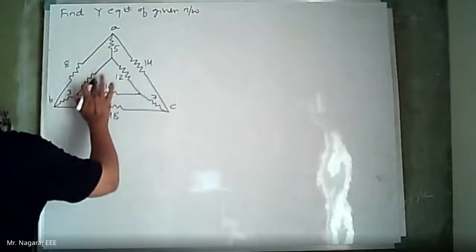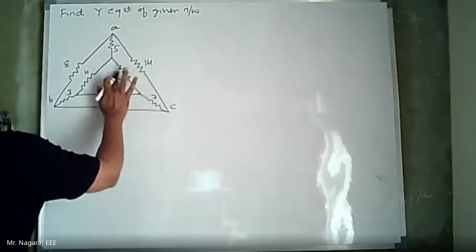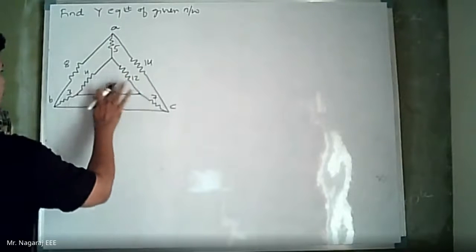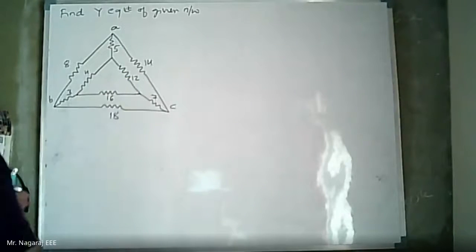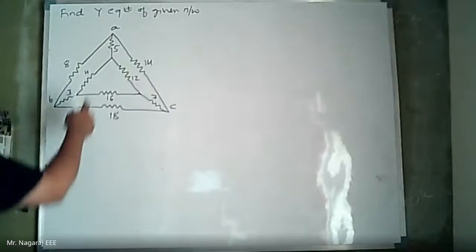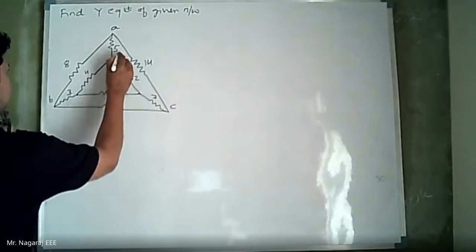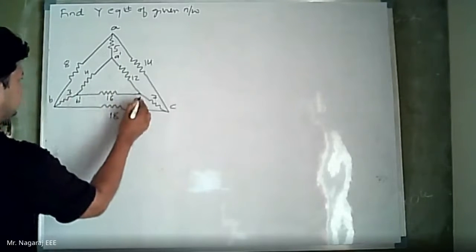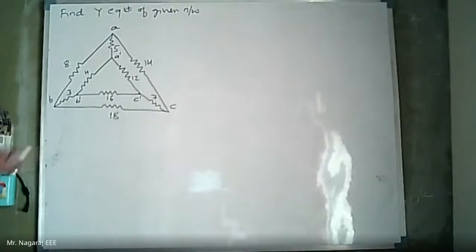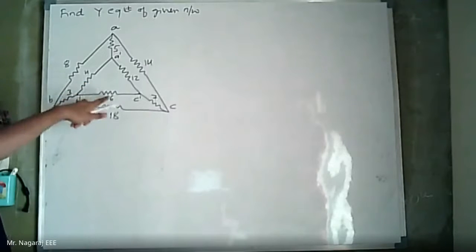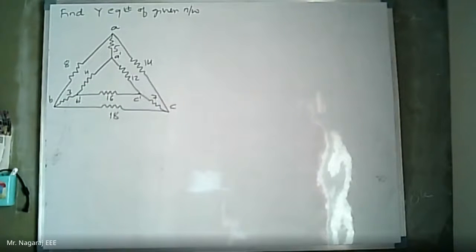Here I will take this as 4, 12, and 16. So I have an inner delta formation here. Let this be A dash, B dash, and C dash. I will convert this 4, 16, 12 ohm delta connected circuit to the star connected one, and then we'll see what will happen.